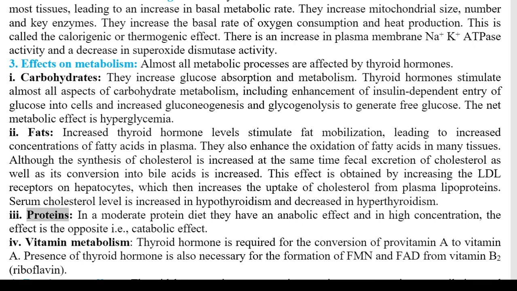3. Proteins. In a moderate protein diet they have an anabolic effect, and in high concentration, the effect is the opposite, i.e., catabolic effect. 4. Vitamin metabolism. Thyroid hormone is required for the conversion of provitamin A to vitamin A. Presence of thyroid hormone is also necessary for the formation of FMN and FAD from vitamin B2, riboflavin.